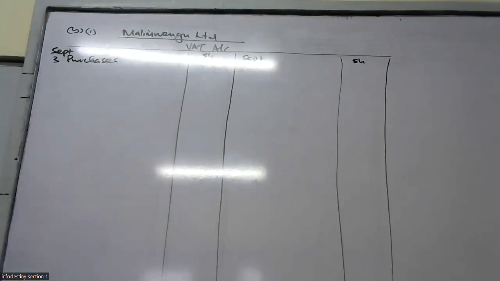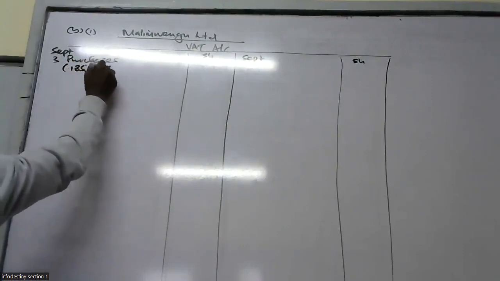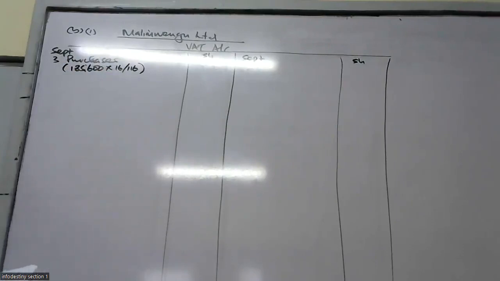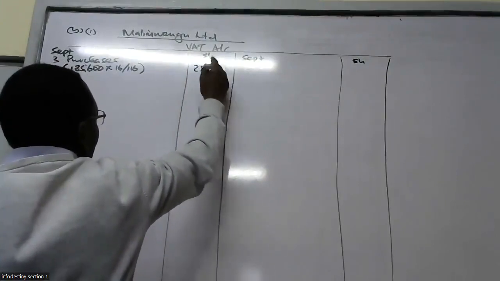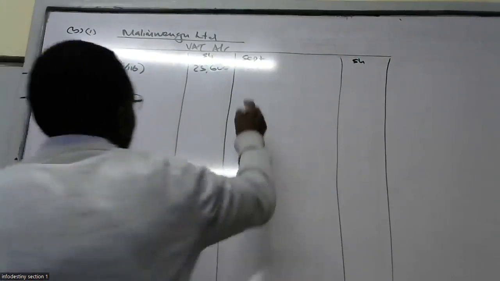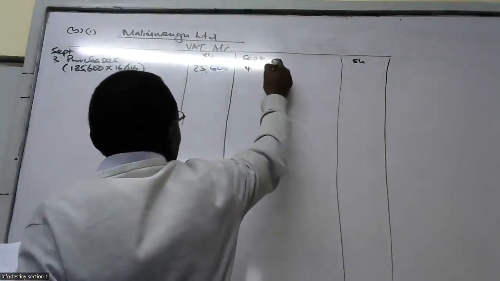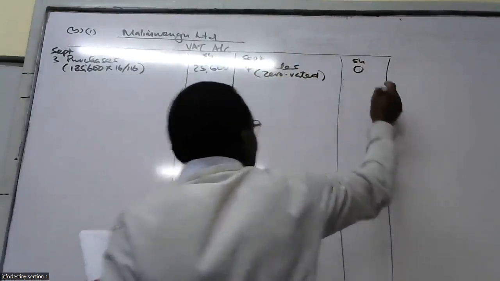Everything is inclusive of VAT. So our card is 185,600 on 3rd of September. On 4th of September, we sold merchandise, and this merchandise was zero-rated, so the VAT is zero.